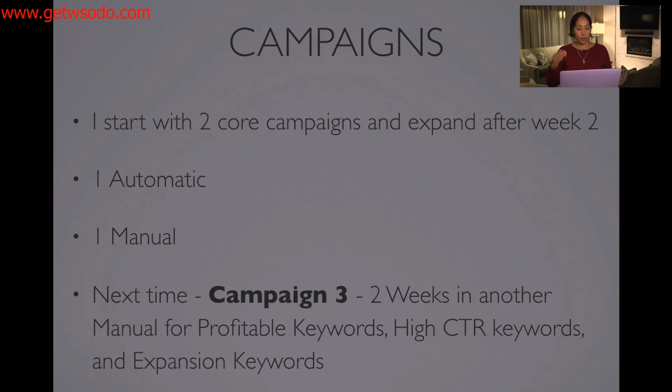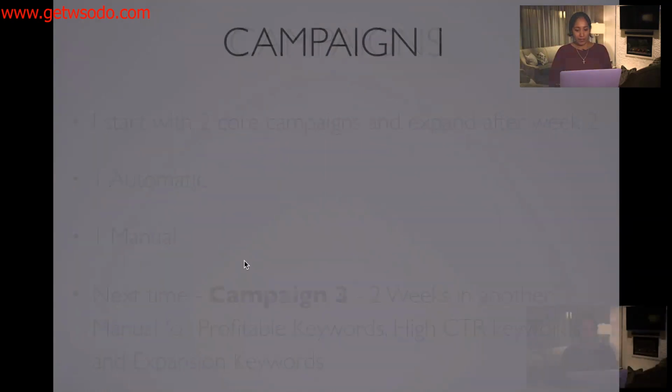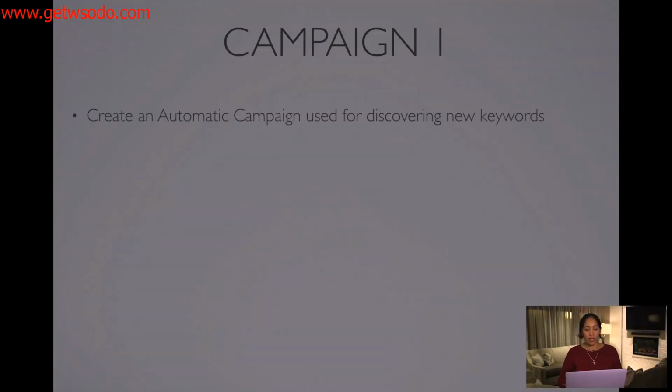But we're going to set this up quick and dirty, and we're going to do an automatic and a manual. And so campaign 1, we're going to create an automatic campaign, and we'll do that here. I'll show you how it looks on the actual slideshow in a minute. So we're going to create an automatic campaign used for discovering new keywords. And we're going to have separate ad groups for product variations.